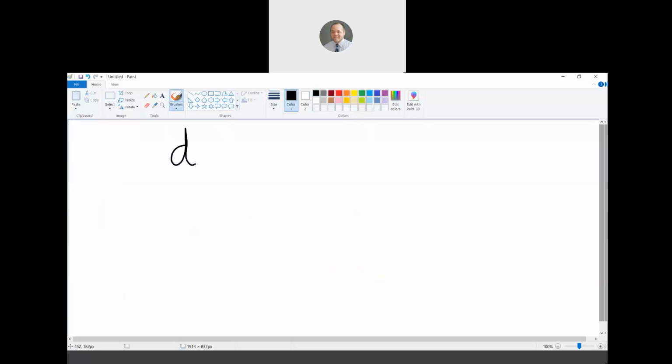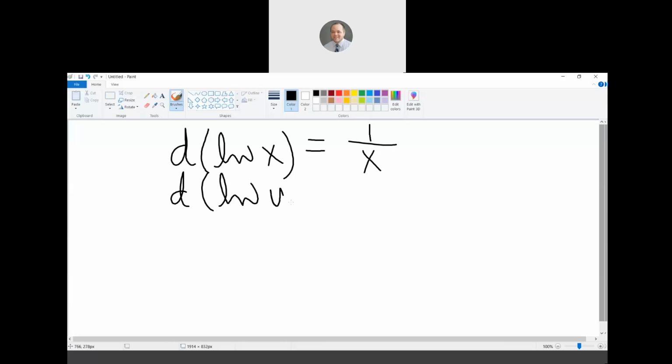To find the derivative of natural log, or ln of x, is just simply 1 over x, if all you're given is just x. Now, if you have the natural log of u, in which u can be anything else besides x, then it's still 1 over your function, whatever it may be, 1 over u.